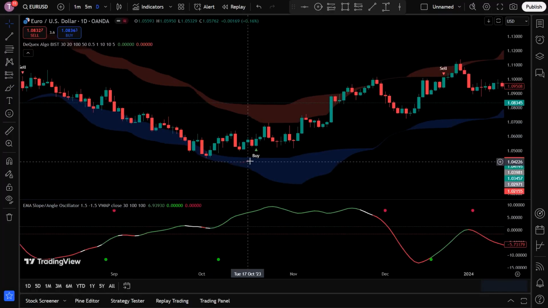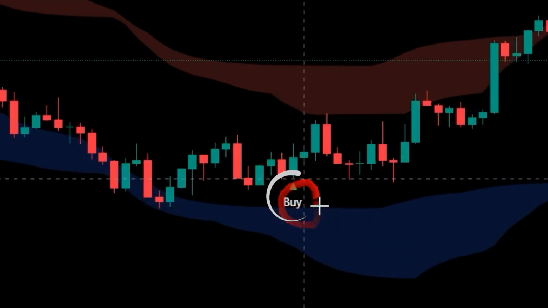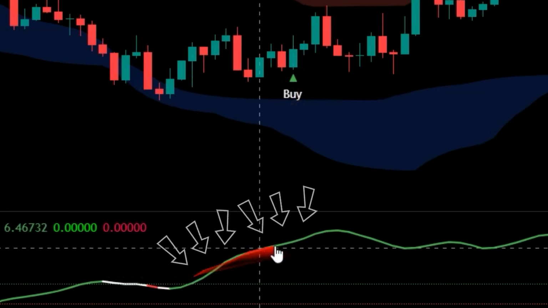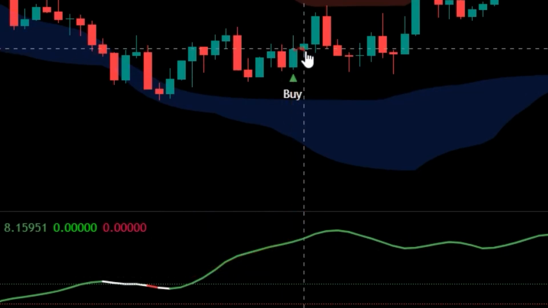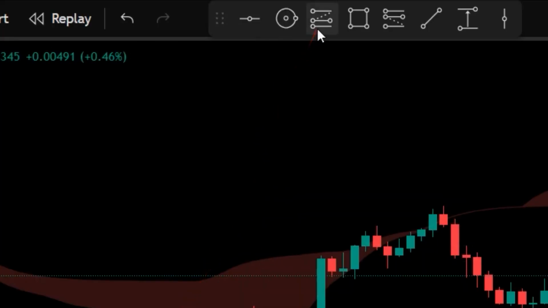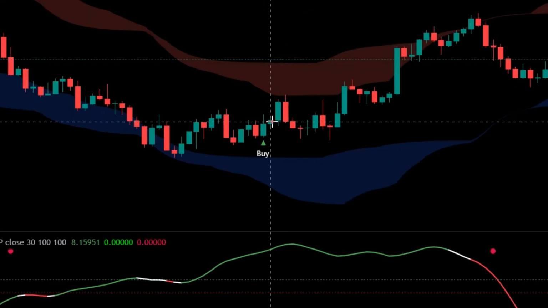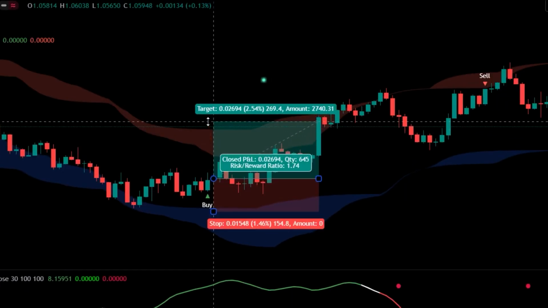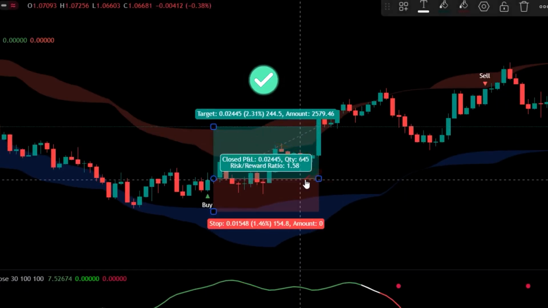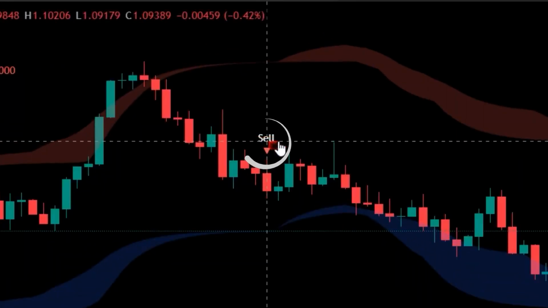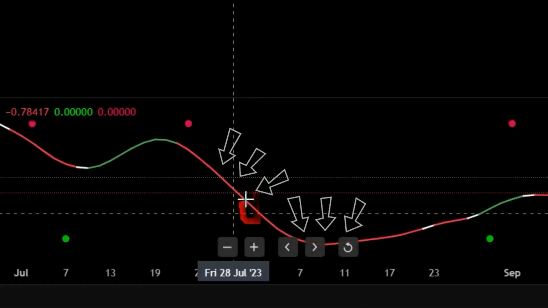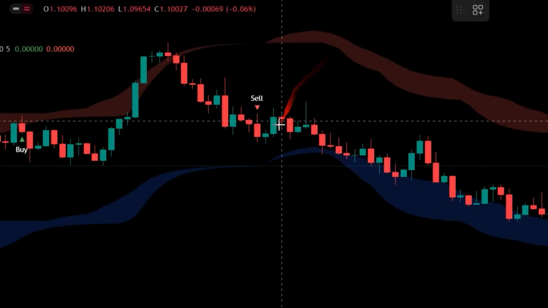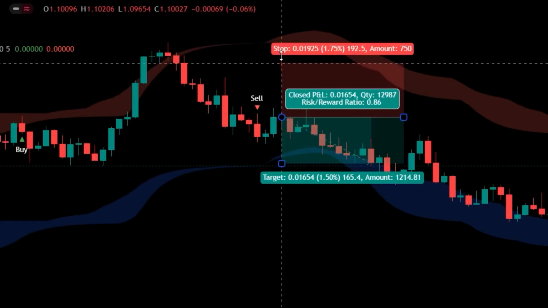For example, here we see a buy signal. Now we need to check the conditions step by step to enter the trade. Well, all the conditions are okay here, and we can enter the trade. Or here we can see a sell signal. Now we need to check the conditions to enter a sell trade. Here we can enter the sell trade.